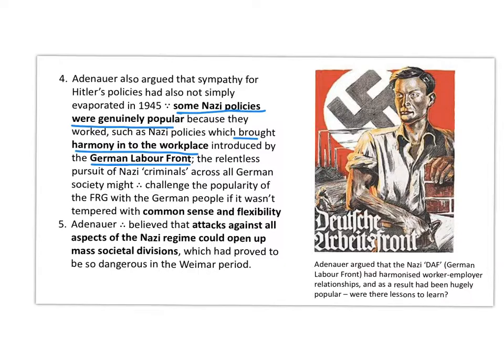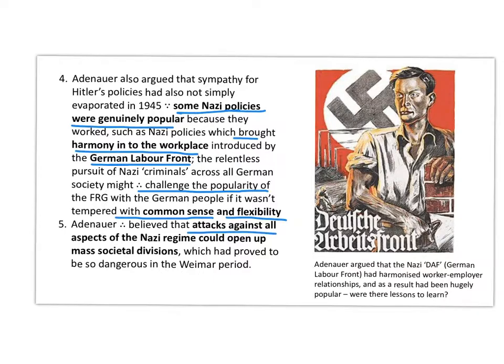So relentlessly pursuing everything that the Nazis did as being criminal is actually in denial, because we have to reckon with the fact that the Nazis were genuinely popular for some of the things that they did. So we've got to temper our approach with common sense and flexibility rather than pigeonholing every person with a Nazi past as if they were evil. That's the sort of point that he bravely made there. And of course, by making that point, he exposed himself to a lot of criticism.